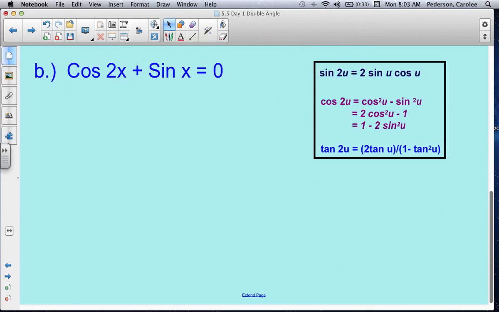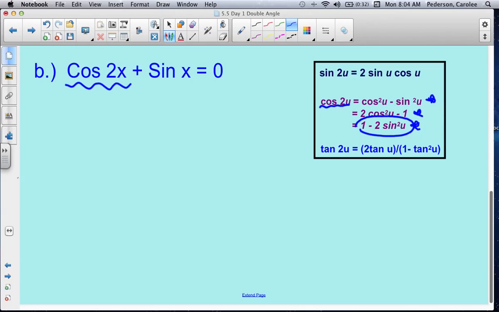Here's another similar question where we have a cosine of 2x. So this is our double angle. Now we have 3 choices. We could replace it with the first one, the second one, or the third one. I'm going to substitute it with the third one. The reason is I already have a sine of x right here, so I'm going to convert everything to the same trig function. So I'm going to replace this cosine of 2x with 1 minus 2 sine squared of x, and then I have that plus sine of x on the end.